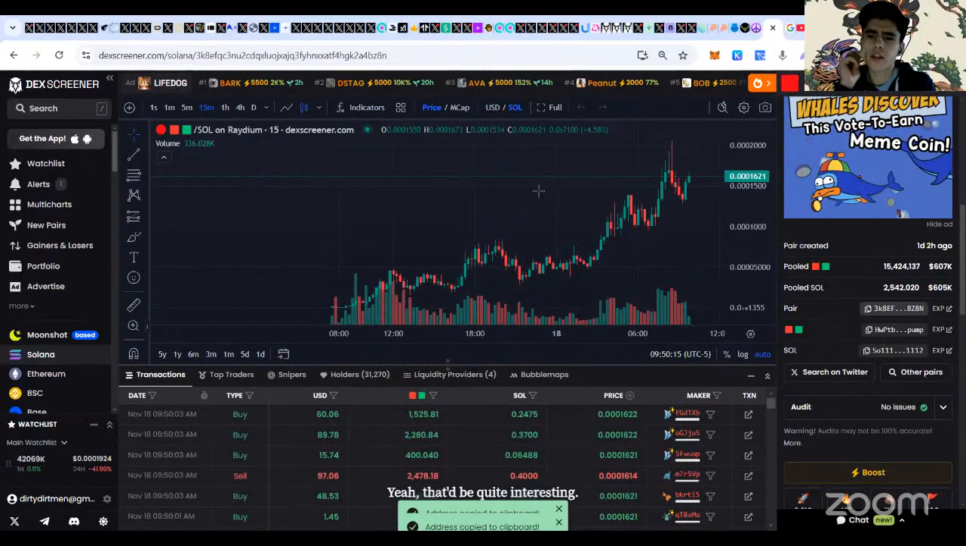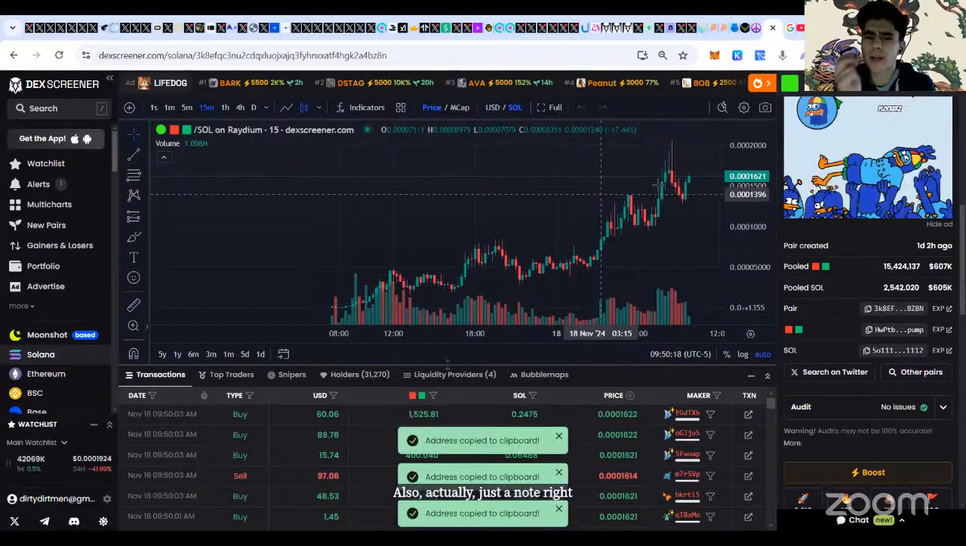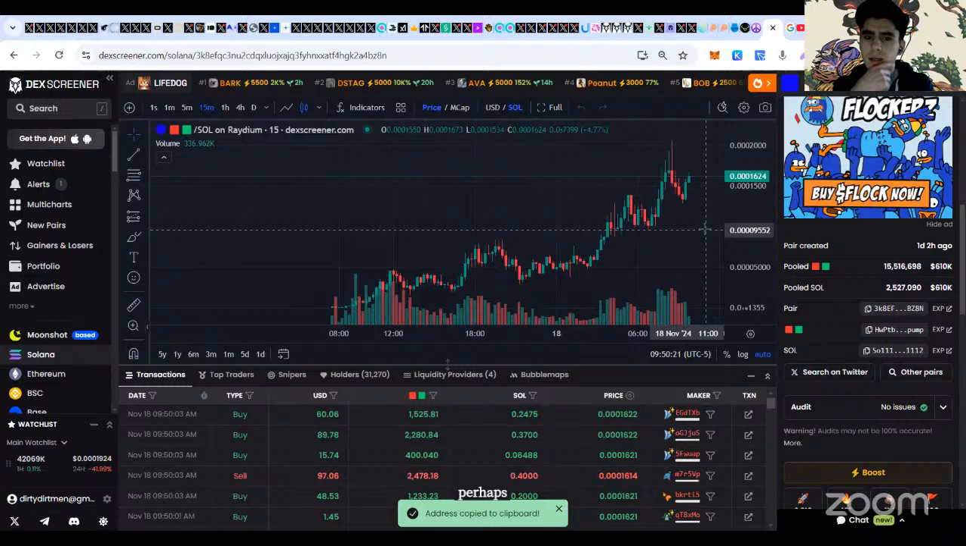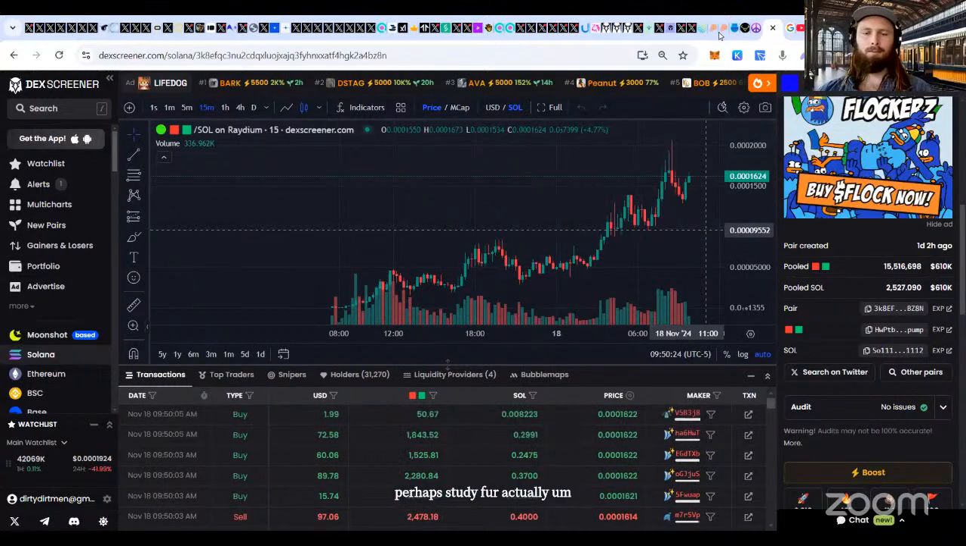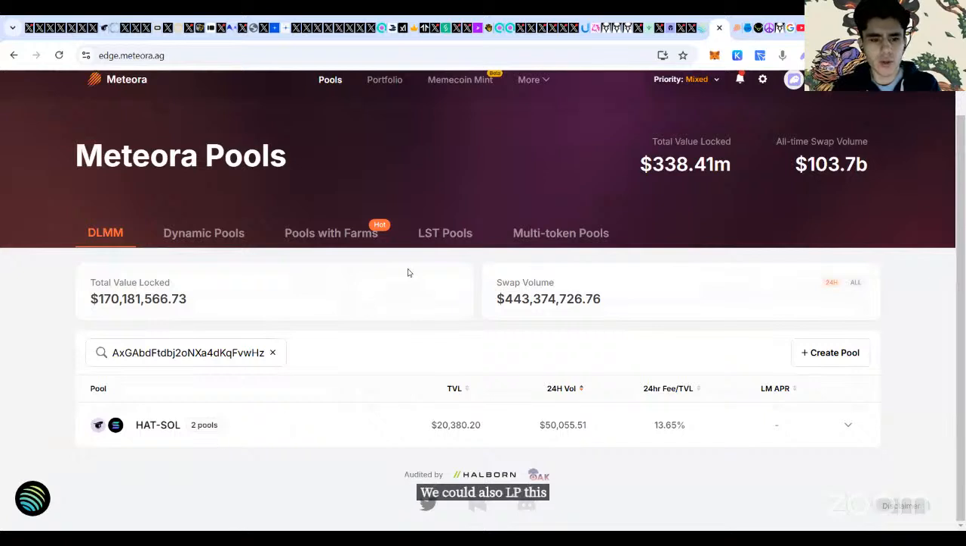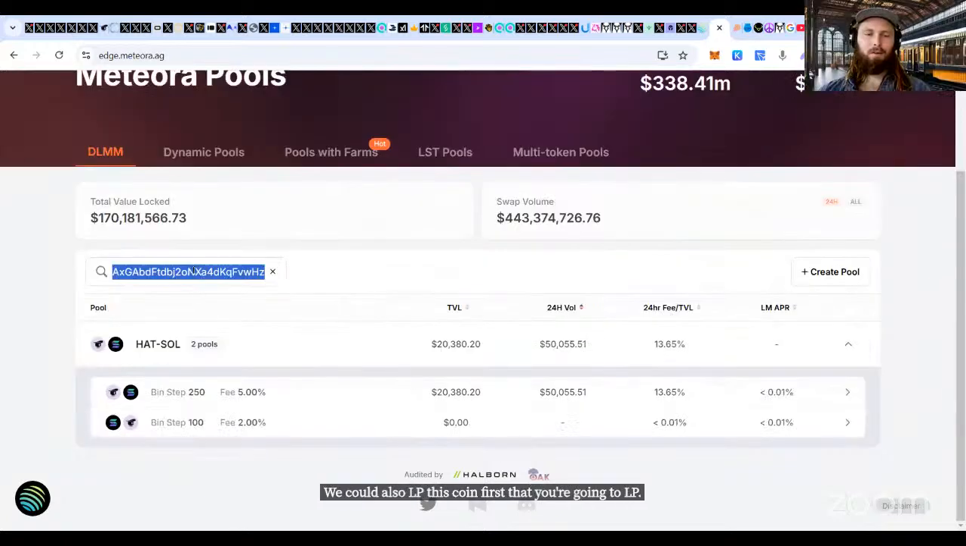Also, just a note, for newly launched pairs, I think we should perhaps study FUR from yesterday, if you'd like to. We could also LP this coin first that you're going to LP. Yeah, let me set this up first and then we will take a look at FUR.